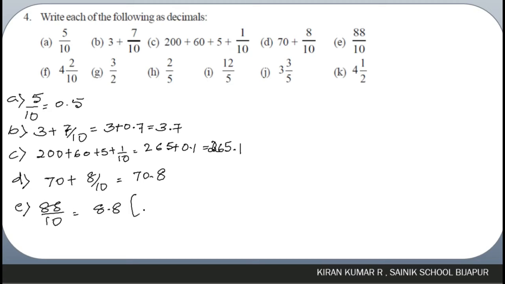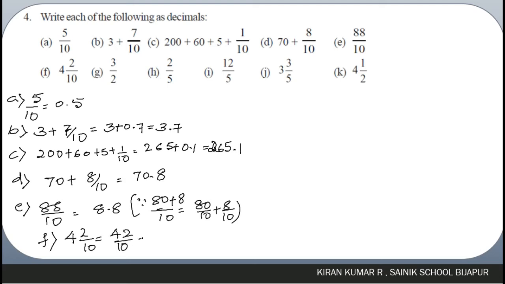Because it can be expressed as 80 plus 8 divided by 10, which is 80 by 10 plus 8 by 10. So the integral part we get as 8 and the decimal part also will be 8. Next one is 4 integer 2 by 10, which is nothing but 42 upon 10, which will be 4.2.